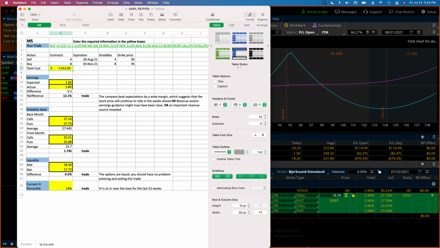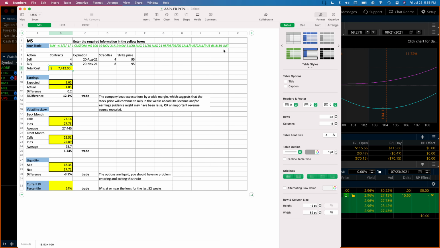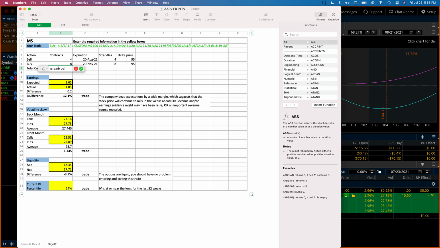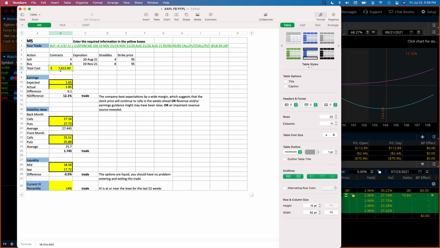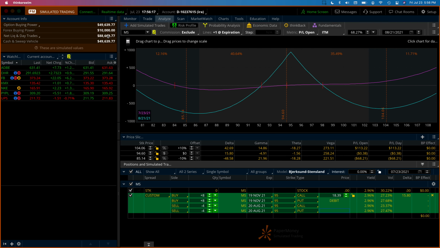Okay, and the price is here in the order itself, 1839, and I have put it here and multiply it times 400, and that gives me the cost of the trade, 7,412, and multiply that by 10 should be no more than the account value. Okay, so the account value is 88, so 74 is just fine.